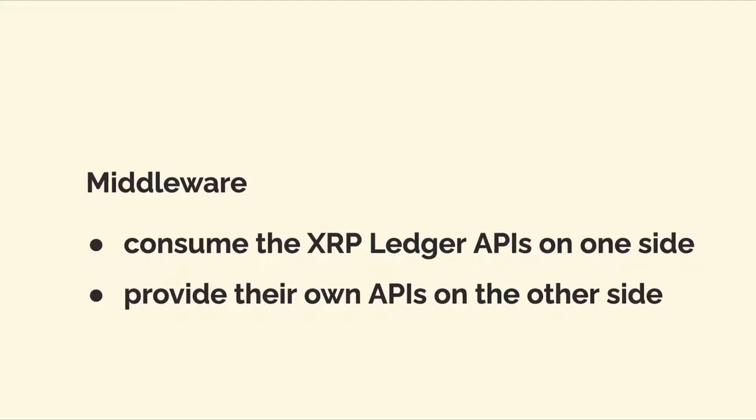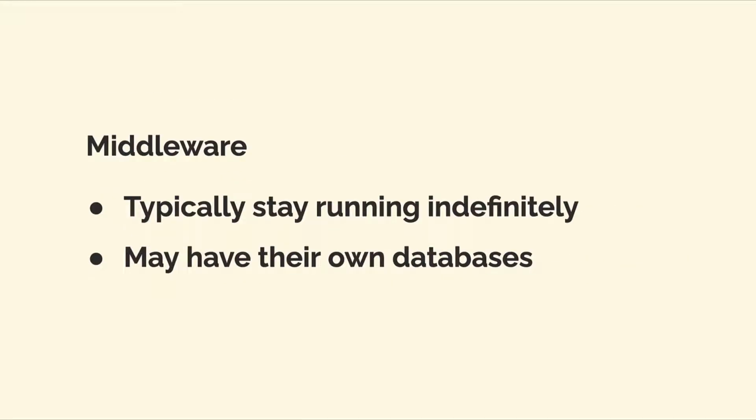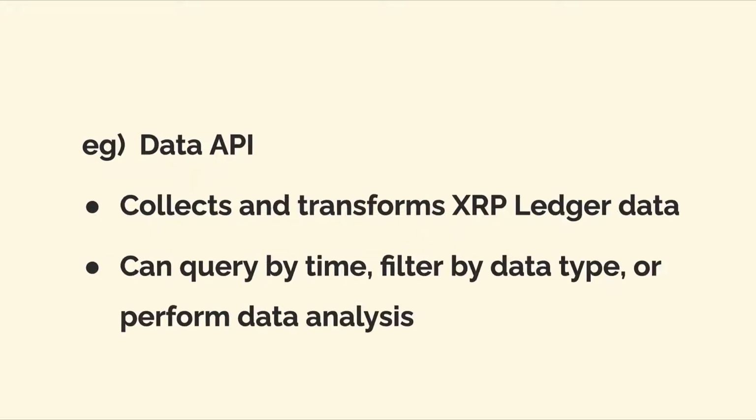Middleware allows for indirect access to the XRP ledger data. Middleware makes it easier to build higher-level applications. Apps that are middleware often have their own data storage and processing. Middleware will typically stay running indefinitely and may have its own database.